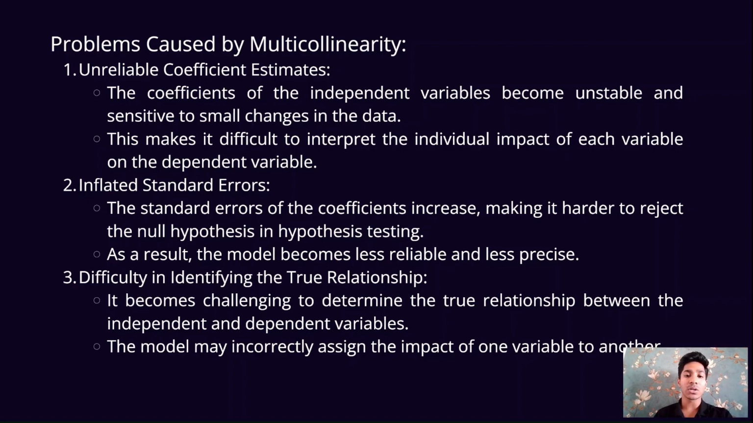In this, the standard errors of the coefficients increase, making it harder to reject the null hypothesis in hypothesis testing. As a result, the model becomes less reliable and less precise. And third main problem we have is difficulty in identifying the true relationship. In this, it becomes challenging to determine the true relationship between the independent and dependent variable. The model may incorrectly assign the impact of one variable to another. So these were all the problems caused by multicollinearity.